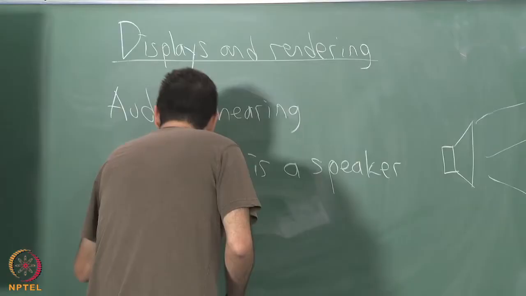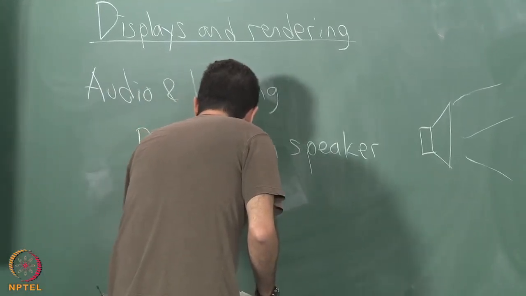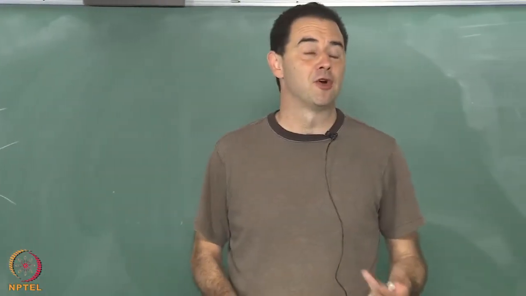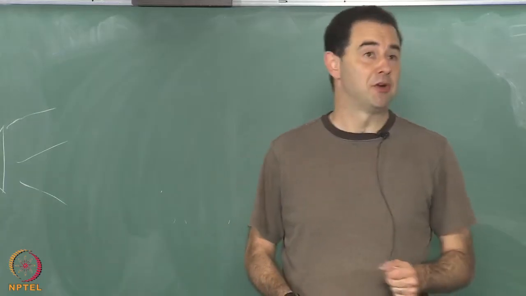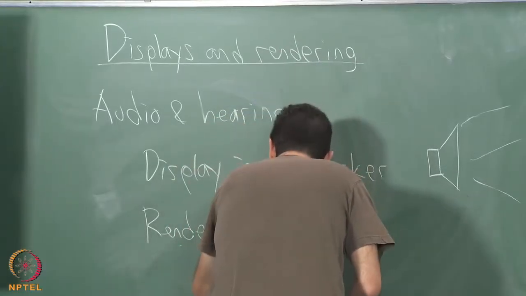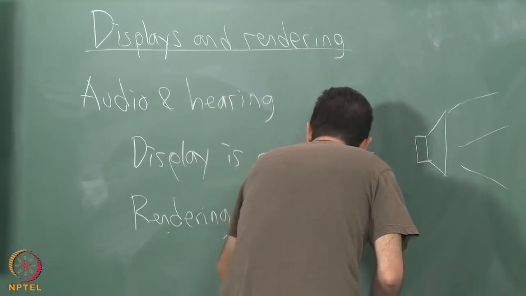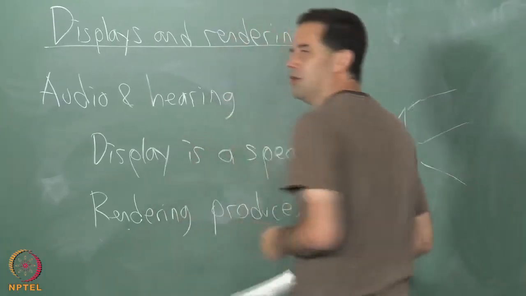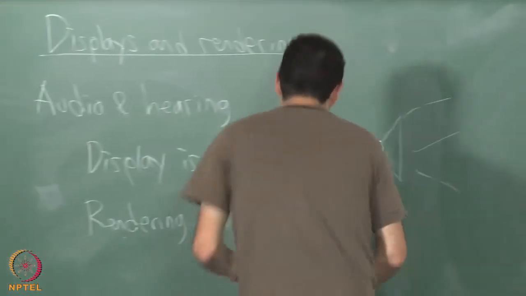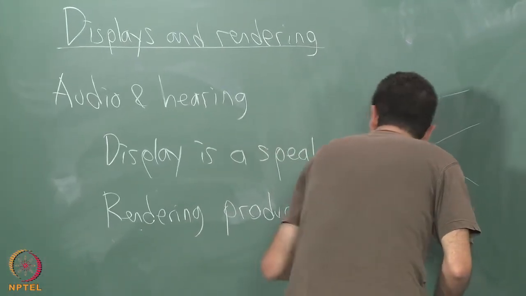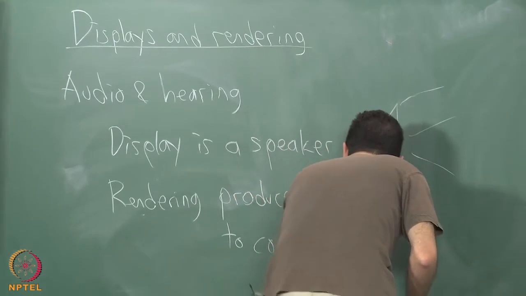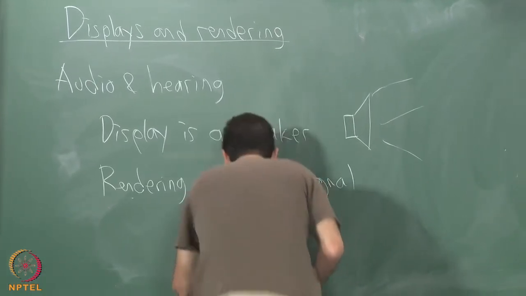And rendering produces the appropriate signal that then gets converted into sound pressure waves by the speaker, which is the display in this case. So, rendering produces the appropriate, I don't know whether to call it the audio signal or the sound pressure waves depending on where you're at exactly, but ultimately produces the signal, let's say, to convert to air pressure waves, I should say.